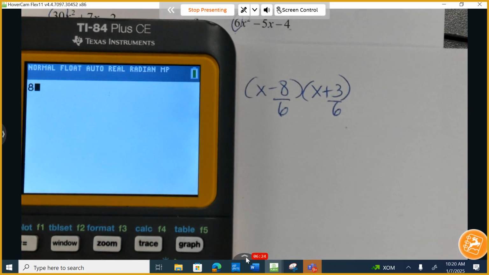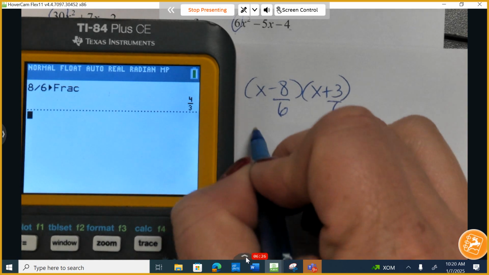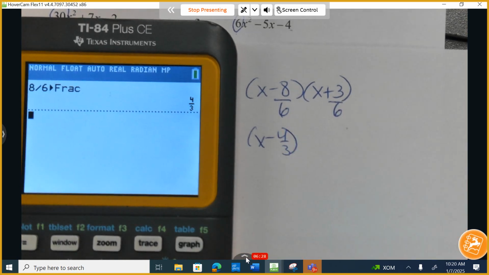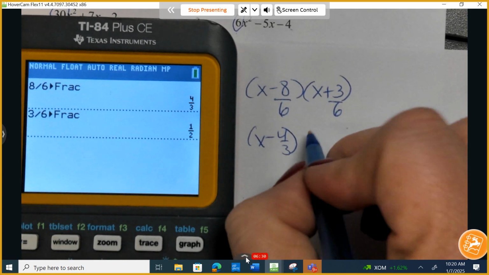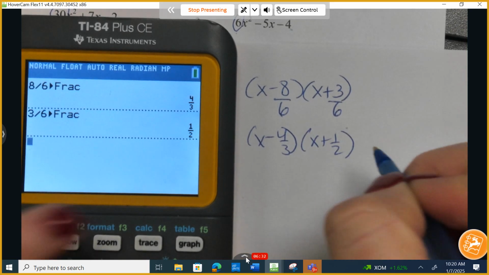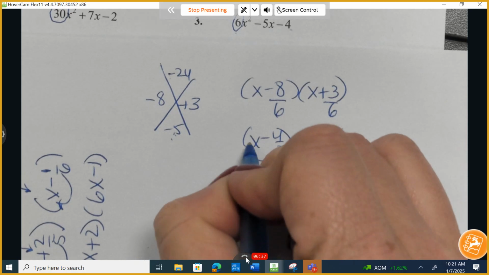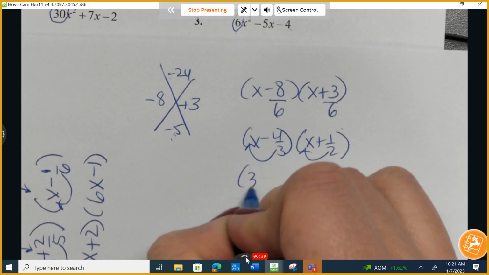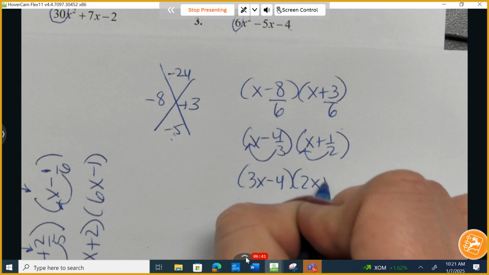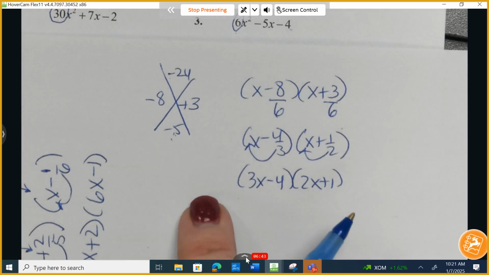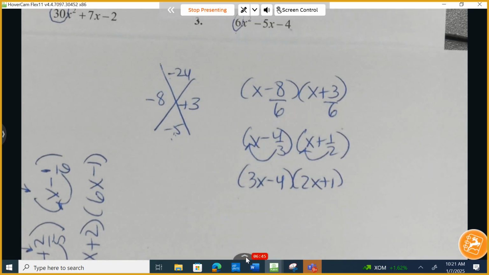And I'm going to reduce 8 divided by 6. So I'm writing down x minus 4/3 and 3 divided by 6, x plus 1/2. Once I've reduced it, if I'm left with a fraction, then bottom has to go up. Bottom has to go up. 3x minus 4 and 2x plus 1. So the 2x plus 1 could go in front, and the 3x minus 4 could also go in back.